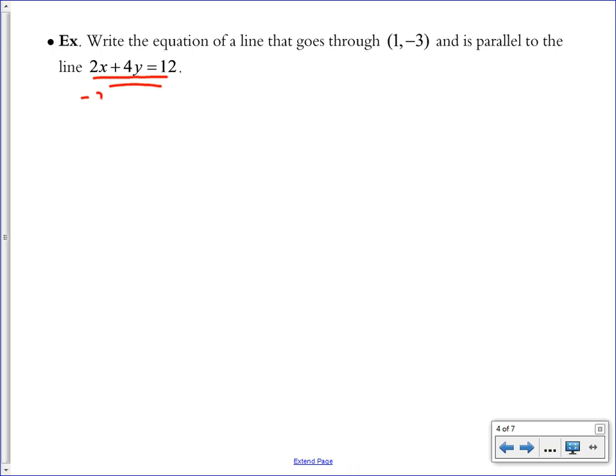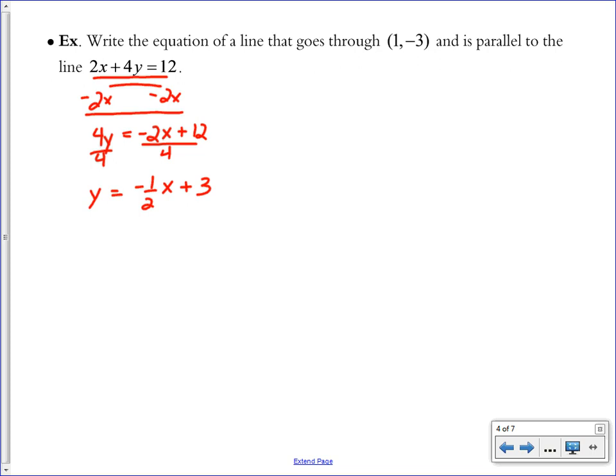I'm going to subtract the 2x from both sides, trying to get y by itself here. So 4y equals -2x plus 12. Divide both sides by 4 and reduce. So we've got y = -1/2 x + 3. That's the equation in slope-intercept form, and I'm supposed to be parallel to that equation.